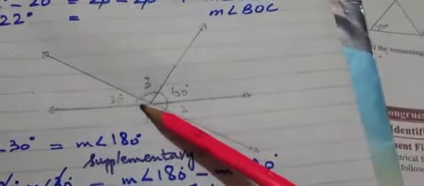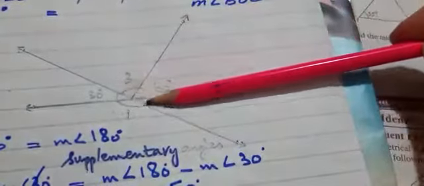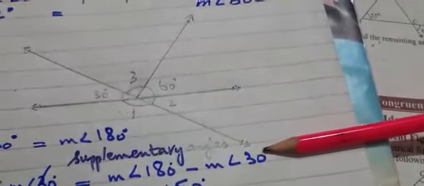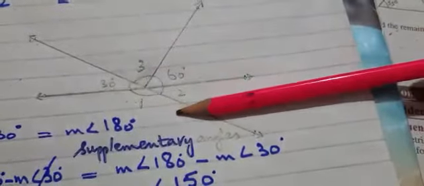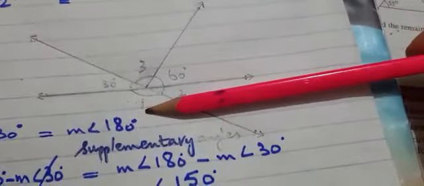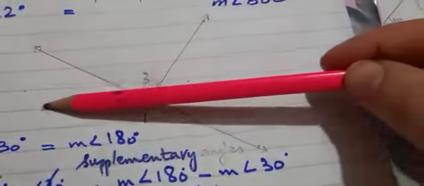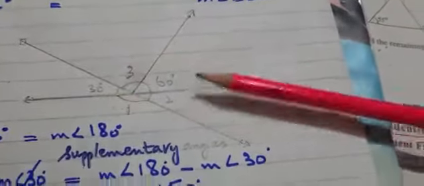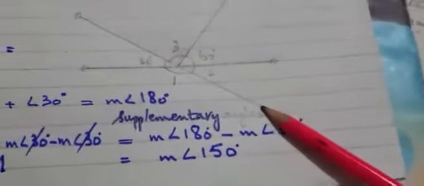So angle 1 and this 30 degree angle both share this arm. Can you see, students? This baseline is the main angle which is 180 degrees. If two angles have a sum of 180 degrees, they are called supplementary angles. So here angle 1 and 30 degrees share a common arm, so they are adjacent and their sum is 180 degrees. They are supplements of each other.